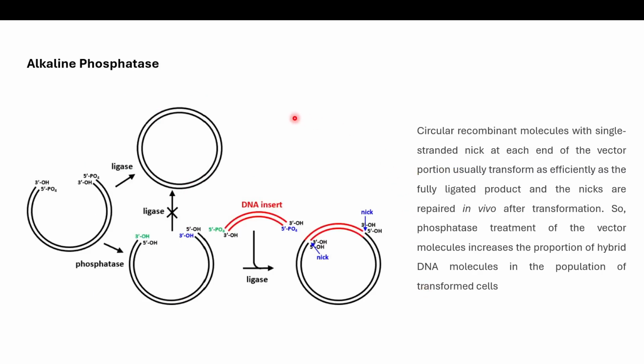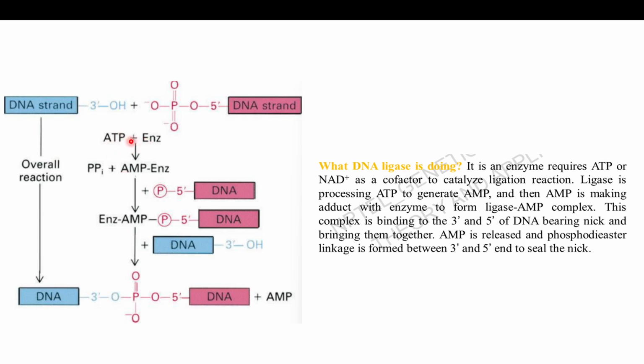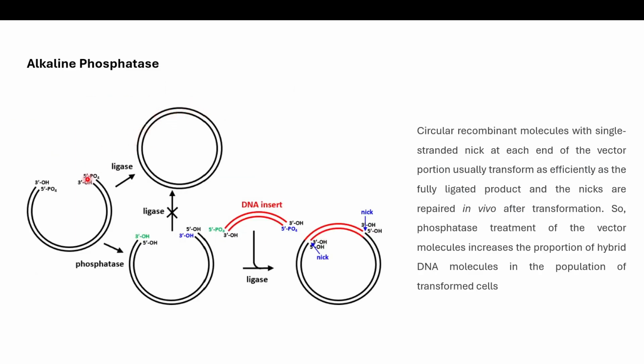Now, when we talk about alkaline phosphatase, it removes the terminal phosphate groups. Suppose this is a free 5' phosphate. We have digested the circular plasmid DNA using a restriction enzyme, so we have 5' phosphate, 3' OH, and 5' phosphate, 3' OH. Now, if we use ligase enzyme, as we saw in the previous slide, it will use ATP to join the two fragments, seal the gap, and introduce a phosphodiester linkage.